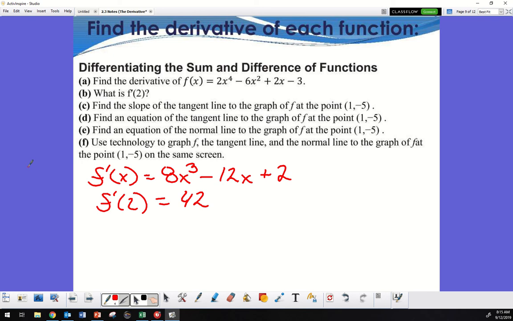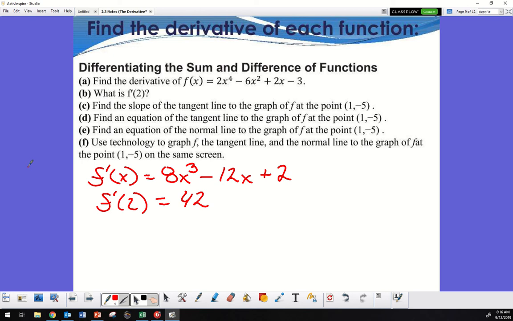Anyway, alright, so what does that really mean in these terms? The slope at point 2 is 42. Yes, the slope at point 2 is 42. The rate of change at that point is that it's going to be going up 42, right? So the slope is going up 42 there.